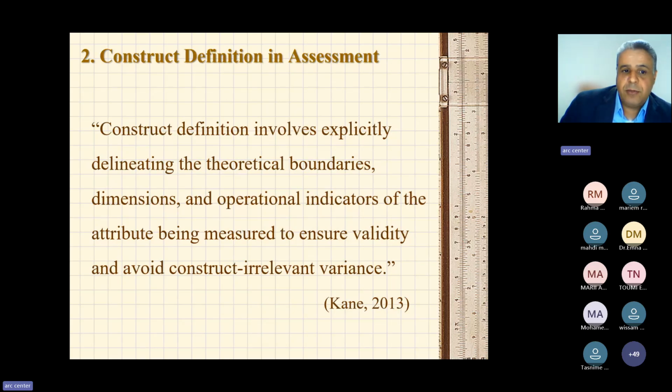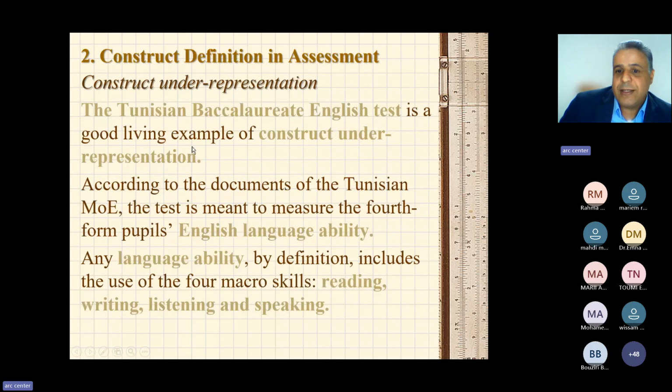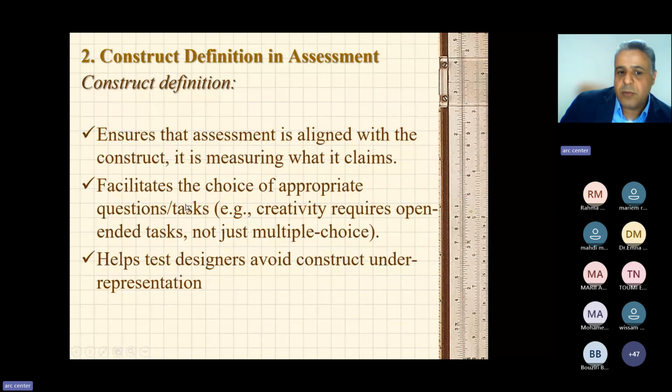Because it is very important: it ensures that assessment is aligned with the construct. It is measuring what it claims. So here the assessment method is measuring what it claims, and this ensures what we call construct validity. It facilitates the choice of appropriate questions or tasks. For example, if I am measuring creativity, I know that creativity by definition relies on open-ended tasks. I cannot measure creativity using multiple choice items.